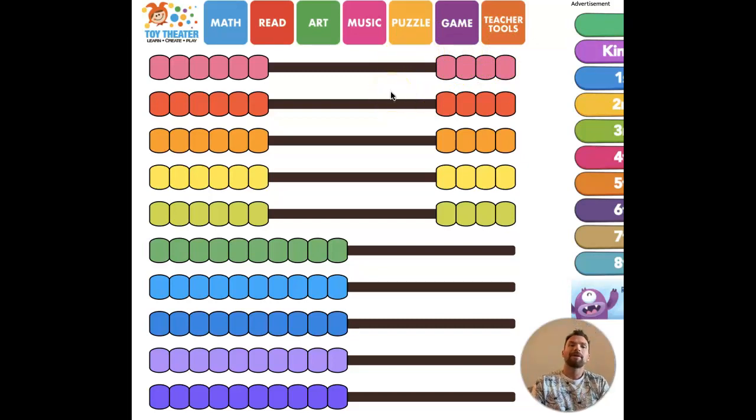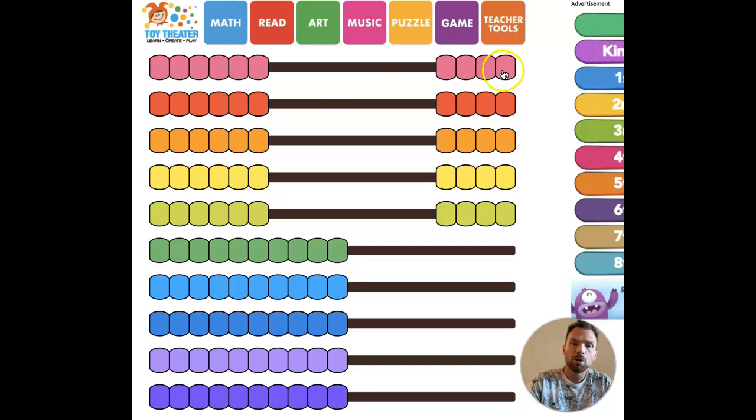Now, we have 5 groups of 4 beads, which gives us a total of 1, 2, 3, 4, 5, 6, 7, 8, 9, 10, 11, 12, 13, 14, 15, 16, 17, 18, 19, 20. So 5 groups of 4 beads gives us 20 beads. So 5 groups of 4, or 5 times 4, equals 20. And again, if we were to write it down on a math worksheet or something, it's going to look like this, okay? So using numbers on the page, we've got 5 times 4 equals 20.